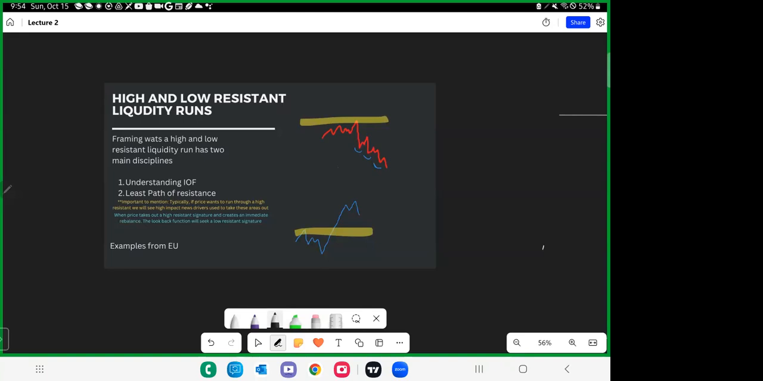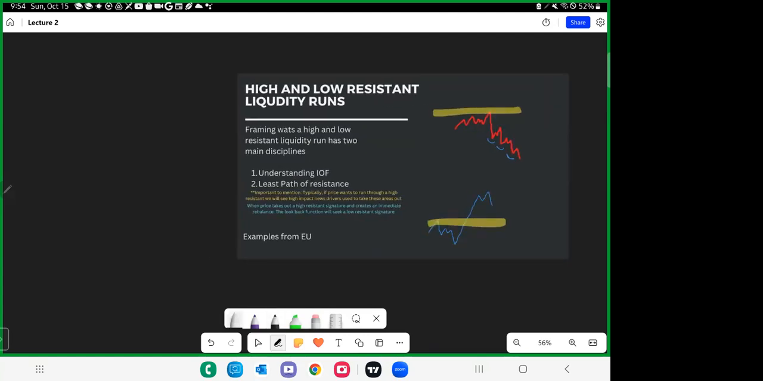But a high and low resistant liquidity run, right? Framing what a high and low resistant liquidity run is, it's basically two main disciplines. That's understanding the current state of institutional order flow, and then also understanding the least path of resistance. So for one, when I'm saying understanding institutional order flow, that's saying, hey, understanding what side of the curve I am on. And everything will always point back to this, right? You have to understand where you are, or what side of the curve you're on.